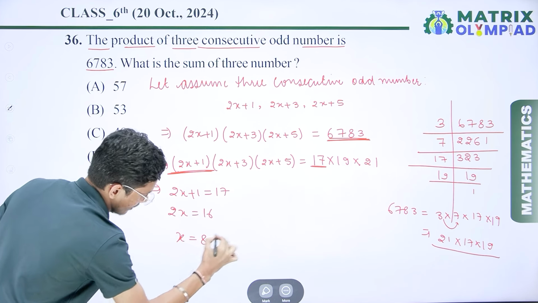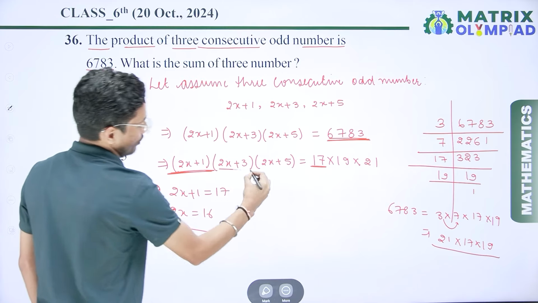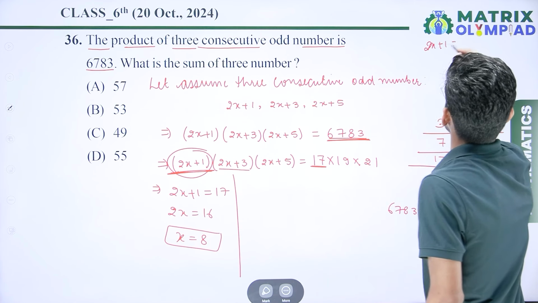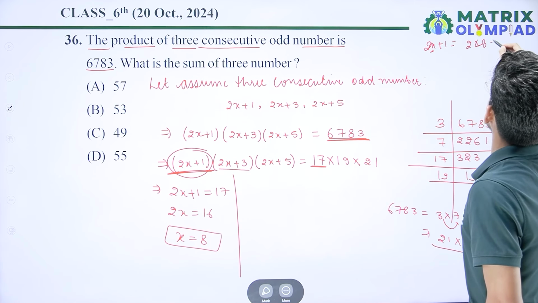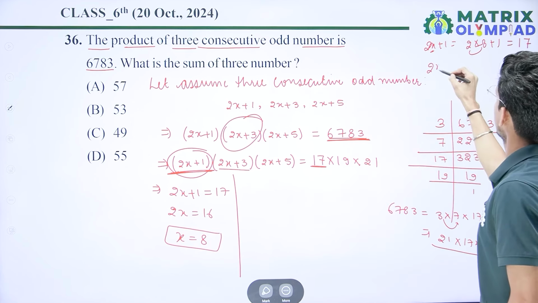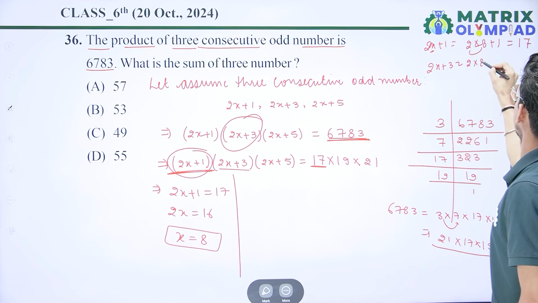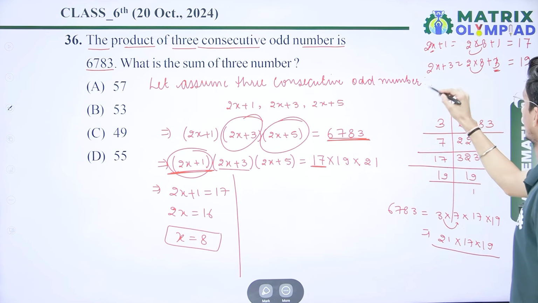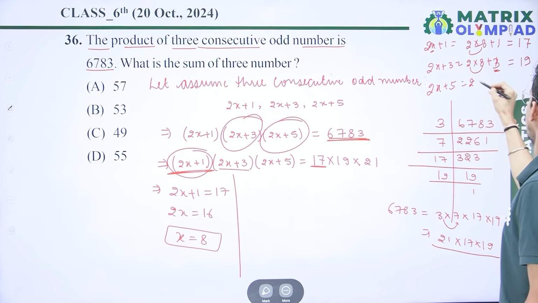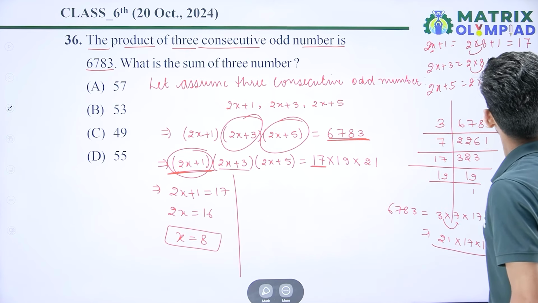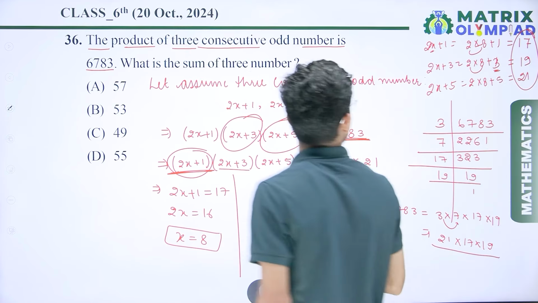that is 8. Now if I put the value of 8 in these numbers again, so here I get 2x plus 1, that is 2 multiply 8 plus 1, 2 eights are 16 and 1, 17. If I put this in 2x plus 3, that is 2 multiply 8 plus 3, 2 eights are 16 and 3, 19. If I put it again in 2x plus 5, so here I get 2 multiply 8 plus 5, so 2 eights are 16, 16 plus 5, 21. So here I get 3 numbers, that is 17, 19 and 21.